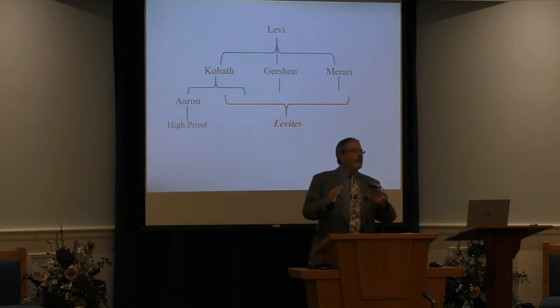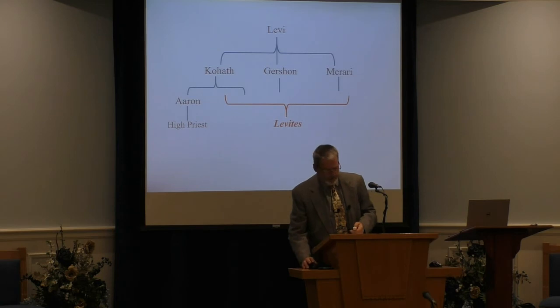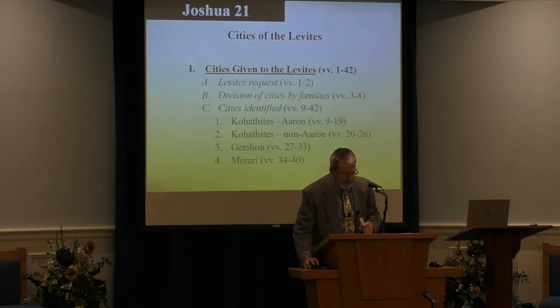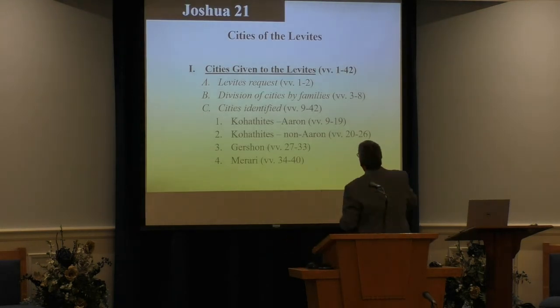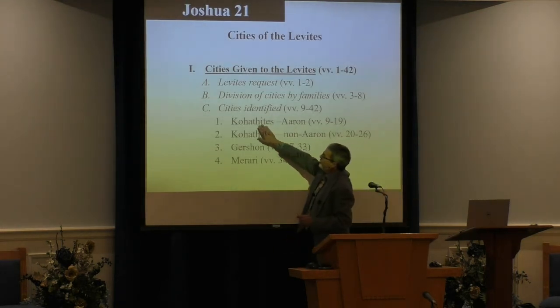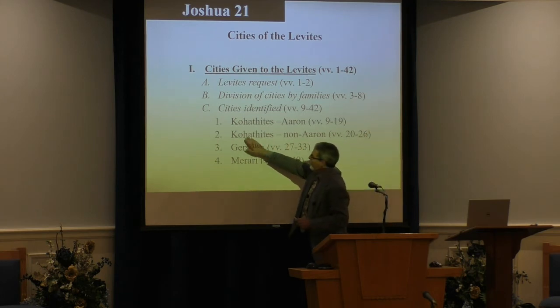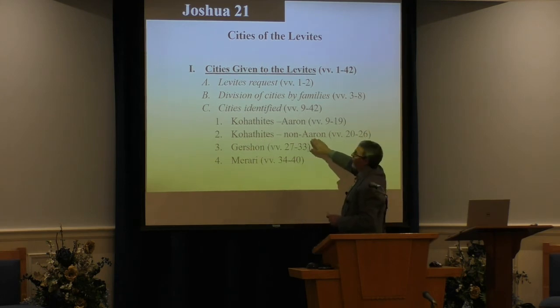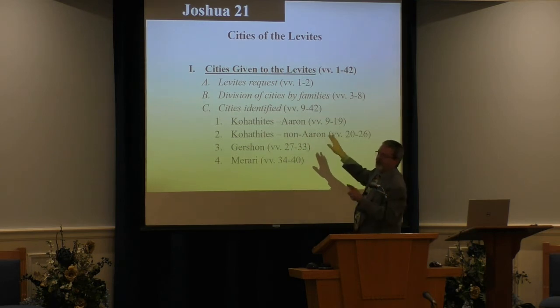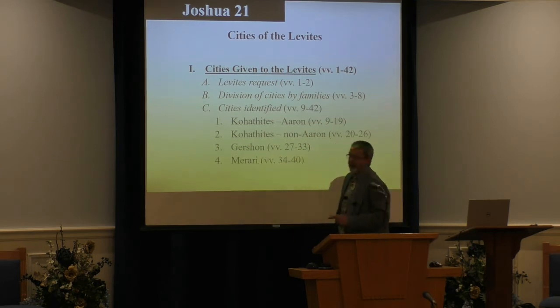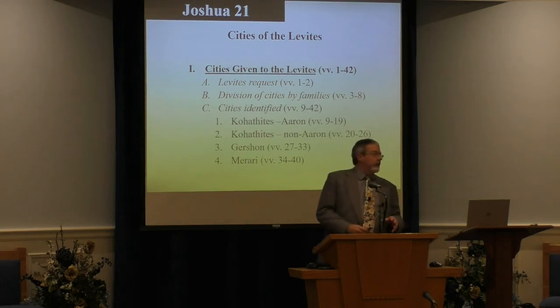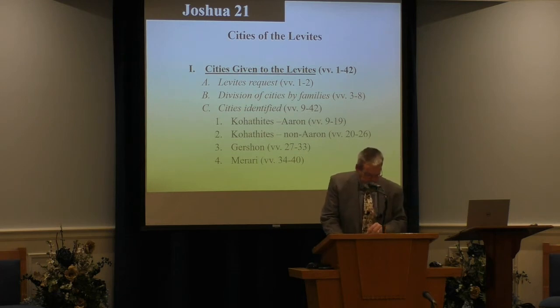So that's the reason why, as we go back to our outline here, keeping that little graph in mind, that verses 9 to 19 talk about those of Kohath who are through Aaron, they got this many cities. But the other descendants of Kohath, that were non-Aaron, that is, they were not descendants of Aaron, are still Levites, just like those of Gershon and Merari. Make sense? So that's the kind of distinction that's being made in these chapters.